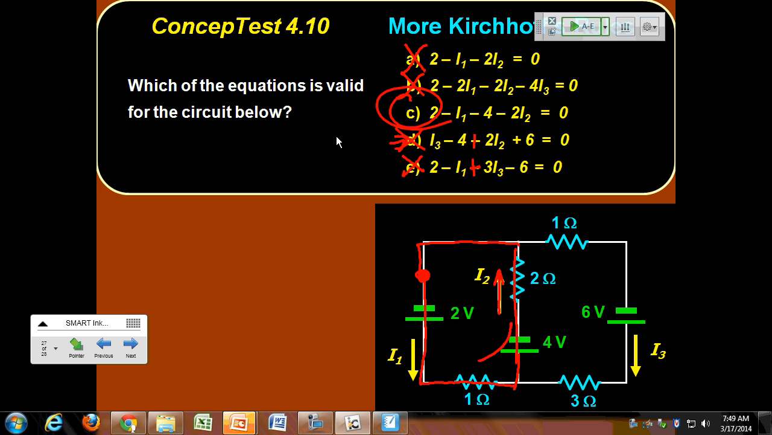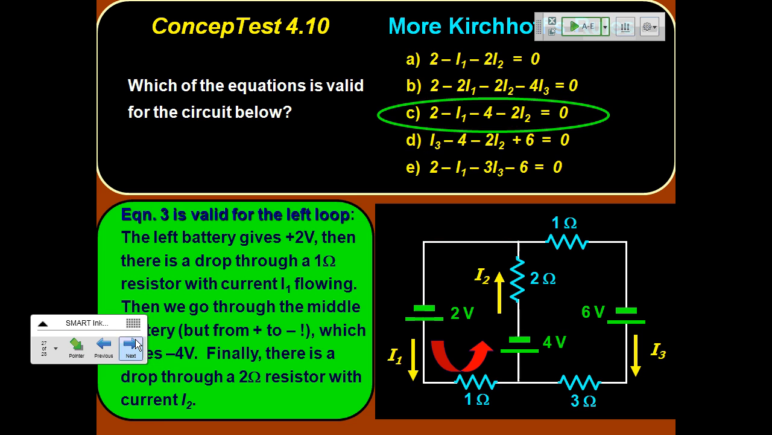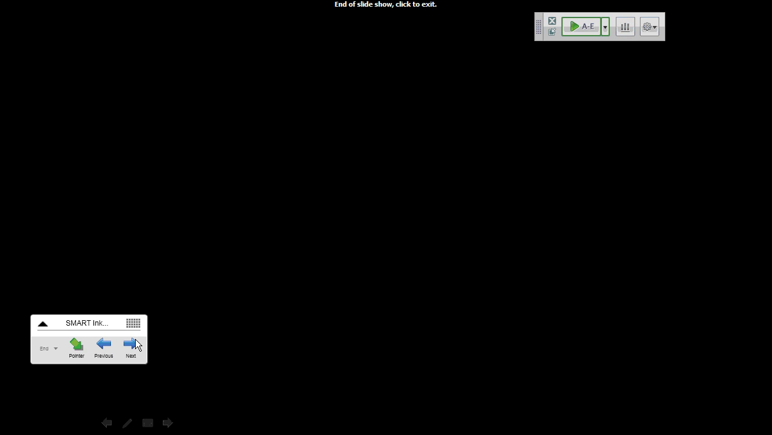All right. We've done this, so you'll see a multiple choice question like this. I think y'all are okay on it. All right.